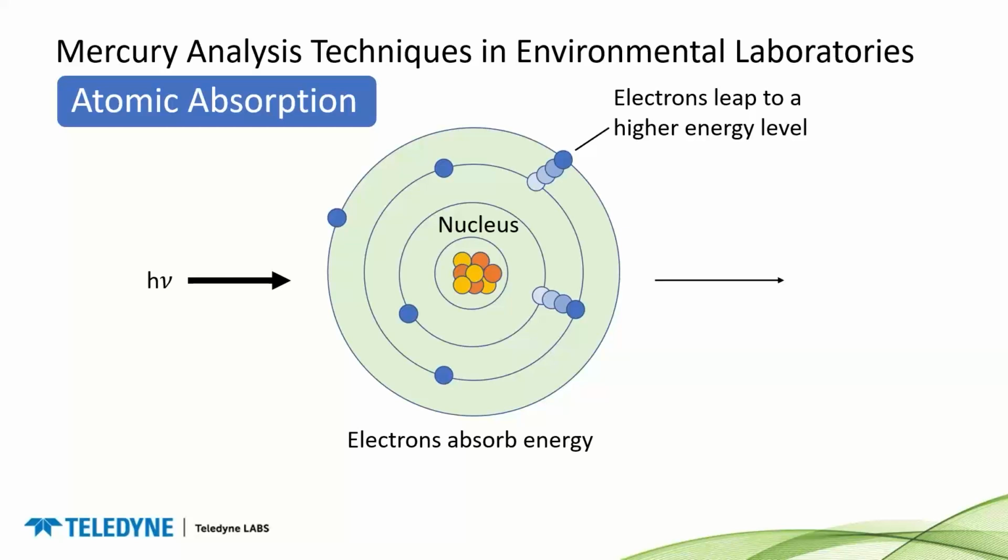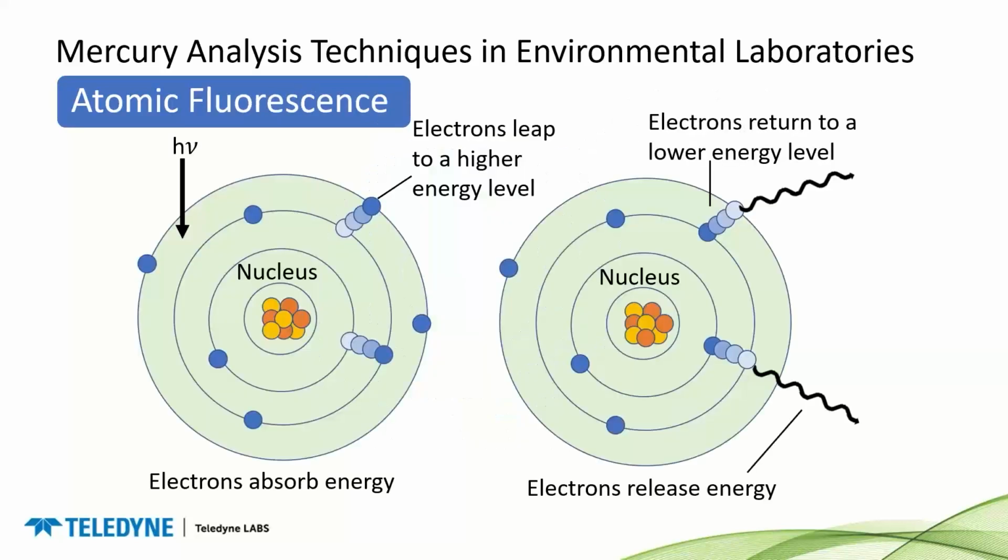And the detector on the instrument can monitor that drop in intensity at a specific wavelength. So we measure the decrease in light intensity to determine the sample's absorbance, which can be related to analyte concentration. So that's atomic absorption. So a lot of energy coming in, a little bit of energy coming out. And then atomic fluorescence is a two-step process, and the first step is atomic absorption.